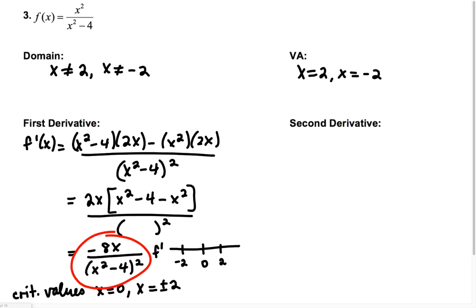So if I plug in 3, I get negative 8 times 3, which is negative. And then if I try 1, I get negative 8 times 1, which is negative. And then the other two are positive. So it's positive, positive, negative, negative, which means that f goes up, up, down, down, like that.